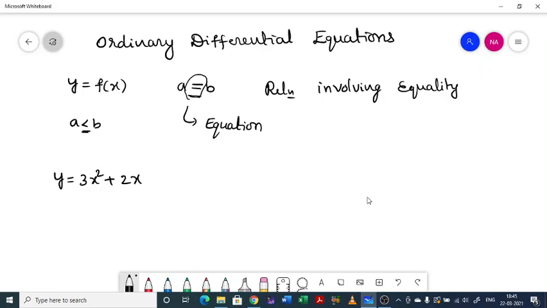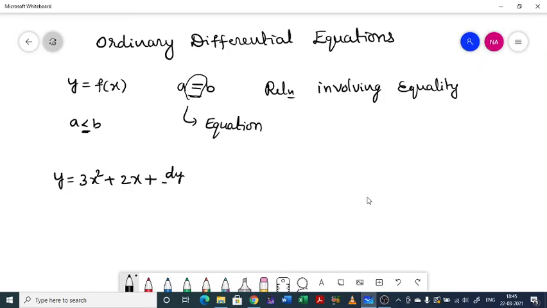Now what do we mean by a differential equation? An equation which involves differential coefficients or derivatives is called a differential equation. For example, we have this equation, y equal to 3x square plus 2x. It is an equation because it involves variables along with the equality sign. Now if I add an additional term, that is the differential coefficient, you can take the derivative of y with respect to x, depending on which one will be the independent variable.